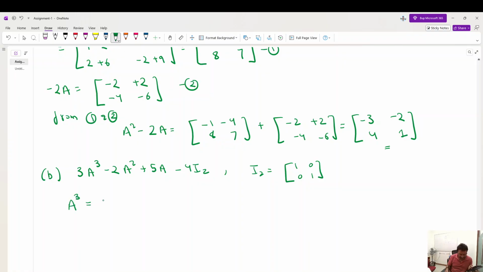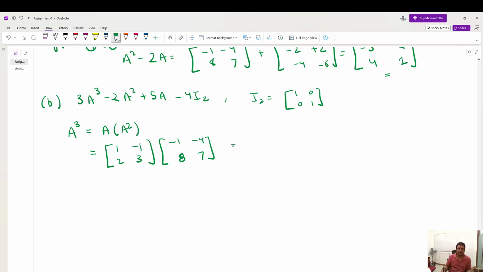So what will be A cube? This will be A times A square, right? So let us write A again: 1, -1, 2, 3. Let us write A square, which we have computed above: -1, -4, 8, 7, right? You just have to multiply these two things. So let us multiply. So 1 into -1, this is -1. -1 into 8, -8. So 1 into -4, -4. -1 into 7, -7. 2 into -2, -2.